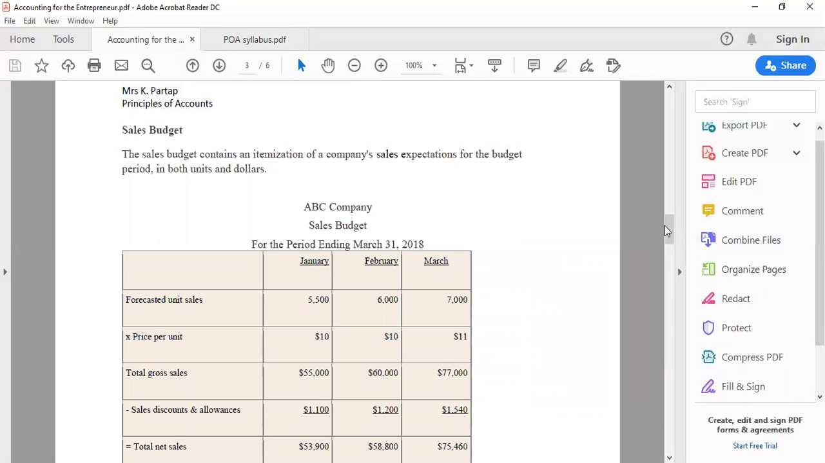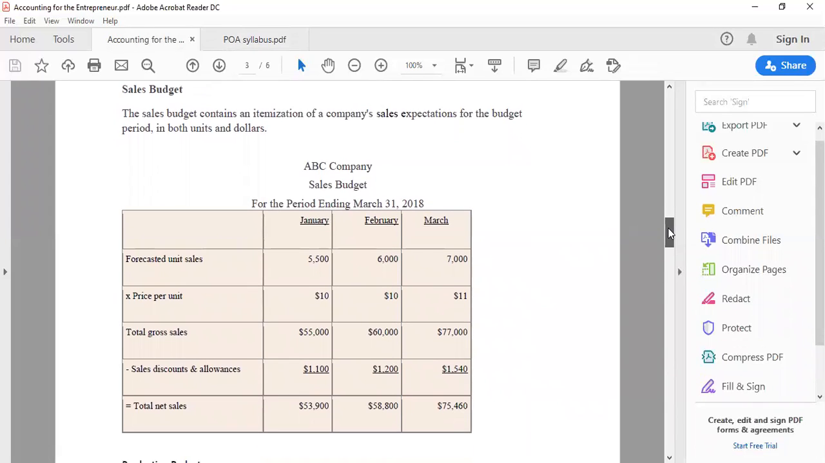So if we look at the actual budget here, ABC Company sales budget for the period ending March 31st, 2018. It is laid out like this. We have the months, January, February, March. The first line, we have forecasted unit sales, meaning they plan in January to sell 5,500, they plan to sell 6,000 in February, and they plan to sell 7,000 in March. The price per unit, meaning one item will cost $10 in January and February, though in March it goes up to $11. So that is how much one will cost.